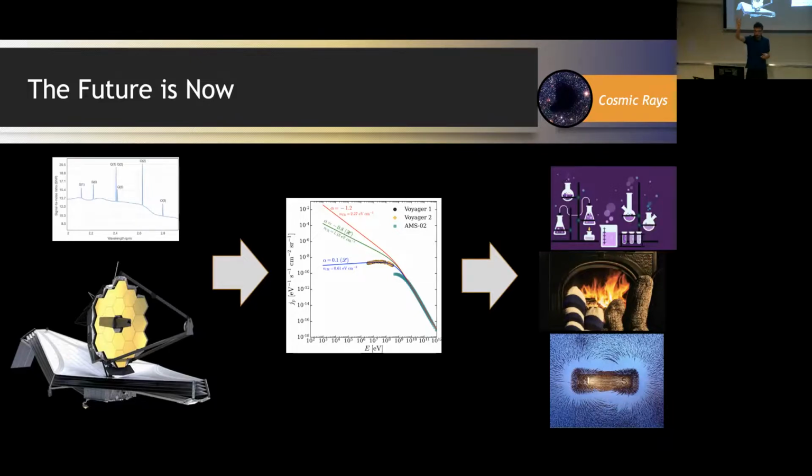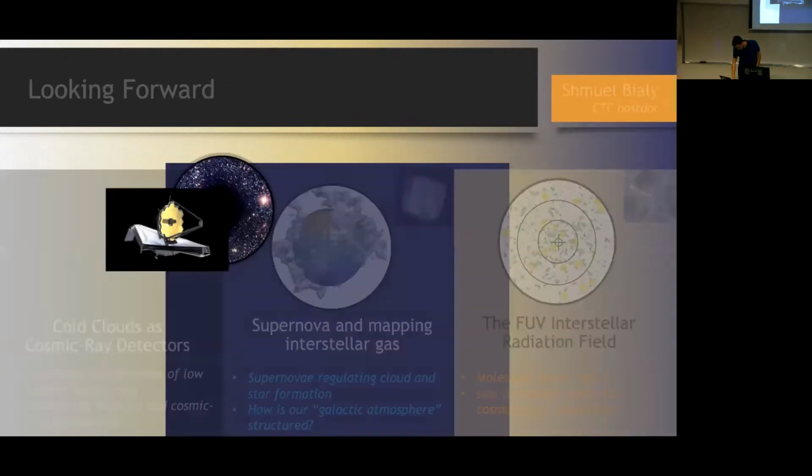You can choose some clouds closer to supernova remnants, for example, where you think cosmic rays are accelerated, some farther away. Also look at the fluctuations to constrain the diffusion coefficient of these low energy cosmic rays. There's plenty of things you can do. And this is all thanks to JWST, which is launched hopefully next month.